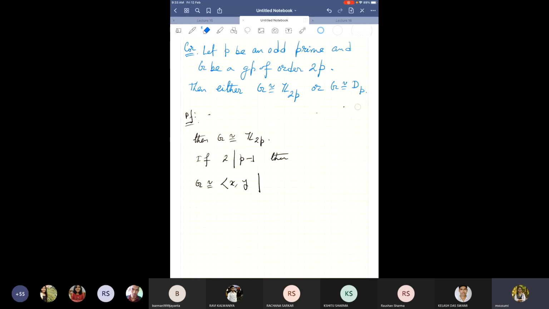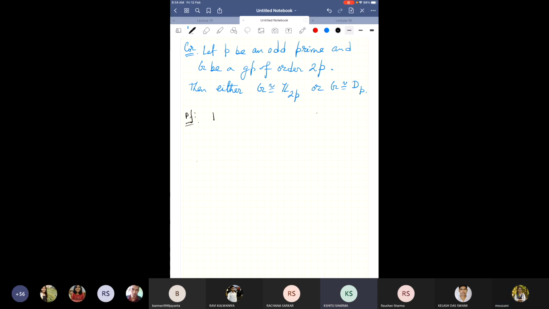So we will be left with the case when 2 divides p minus 1. So we can write that as: let p be any prime, then these two are the cases. Because for p equal to 2, it will be Z4, that will be just a group of order 4. That we already know, that is any group of order p square.